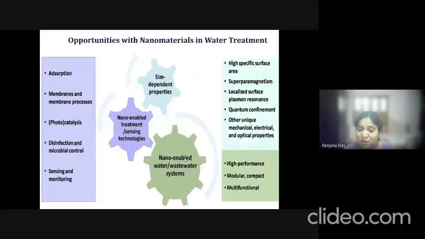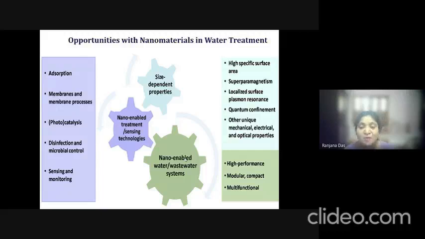The threefold applications are there for this nanomaterial, that is, the opportunities of the nanomaterial: the size-dependent properties of the nanomaterial we are utilizing. Size-dependent properties means, as I have already mentioned the importance of the nano, if the size is reduced, some special unique features are developed for these materials. What are the properties? Obviously, if the size is reduced, normally the specific surface area increases.